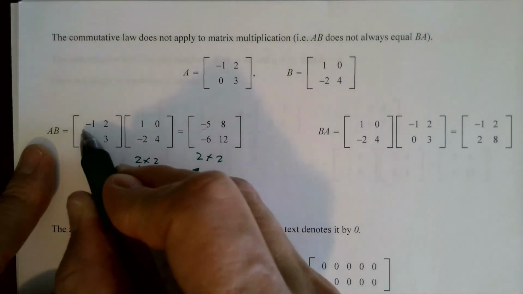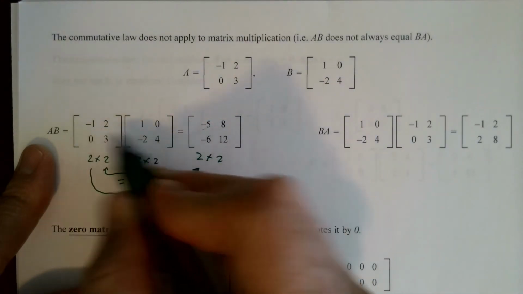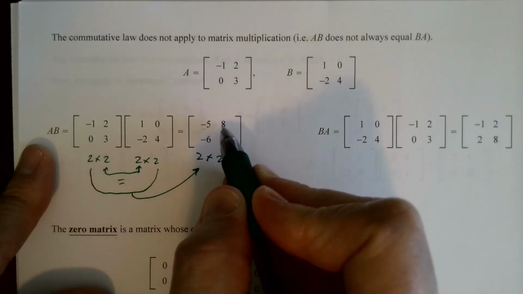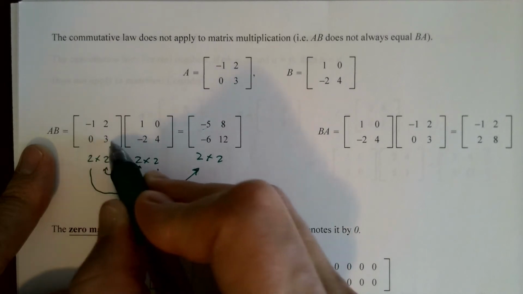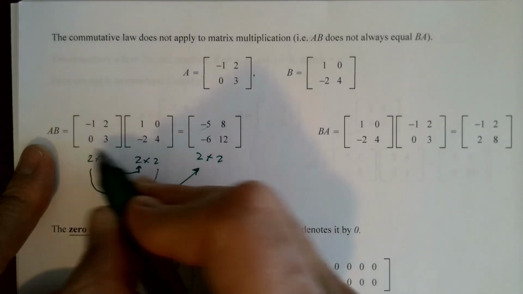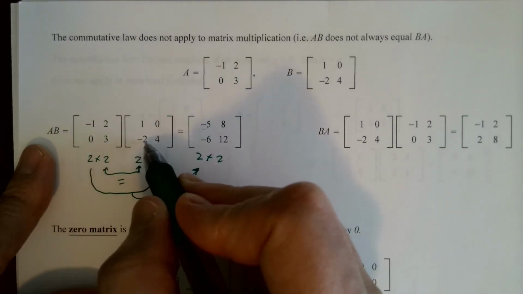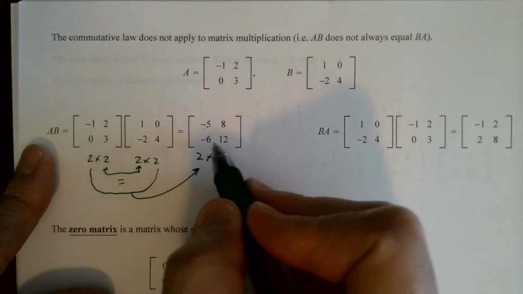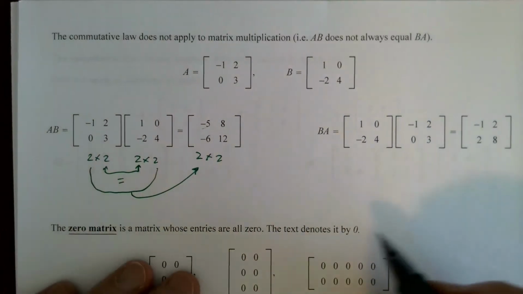This entry 8 comes from what? First row, second column. -1 times 0 is 0, 2 times 4 is 8. Add those up, I get 8. This entry is what? Second row, first column. 0 times 1 is 0, 3 times -2 is -6. And then second row, second column gives me this 12, right? Okay, so that's A times B.